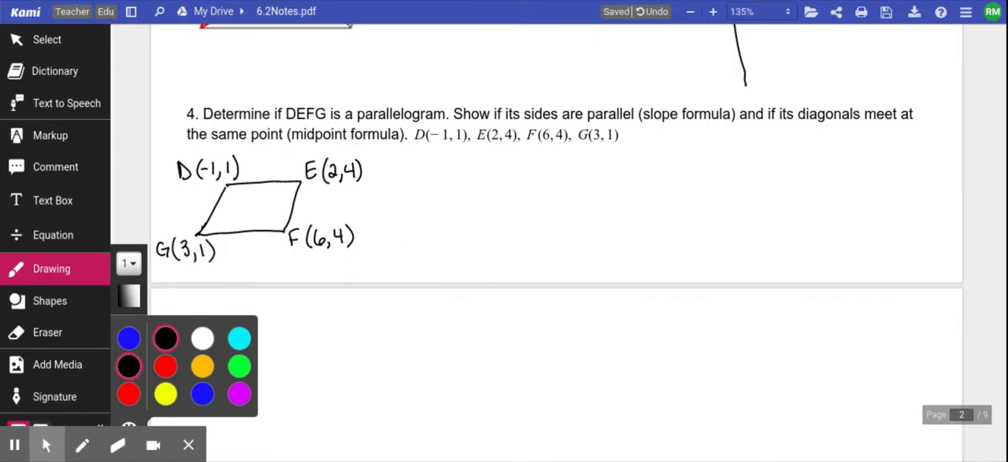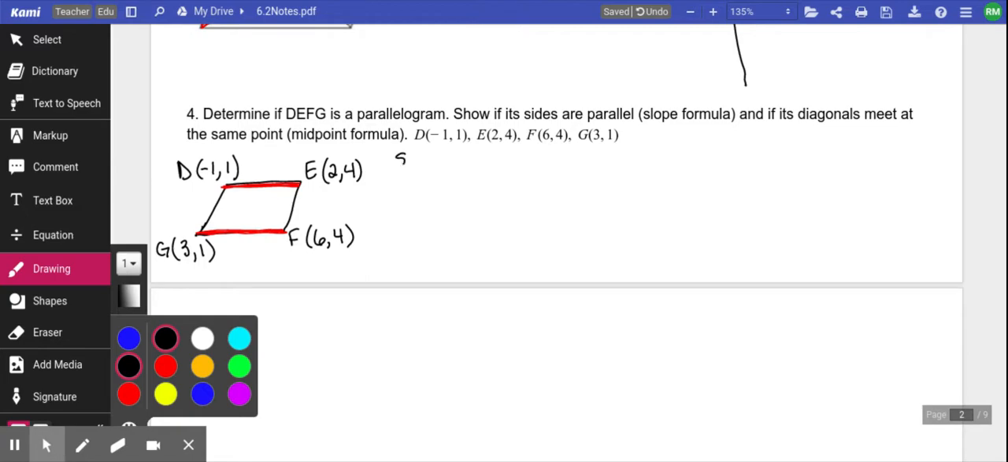Okay, so first thing, let's just use the slope formula. We need to see if this line or this side is parallel to this side. So we need to see if the slope of DE is the same as the slope of GF by using the slope formula.